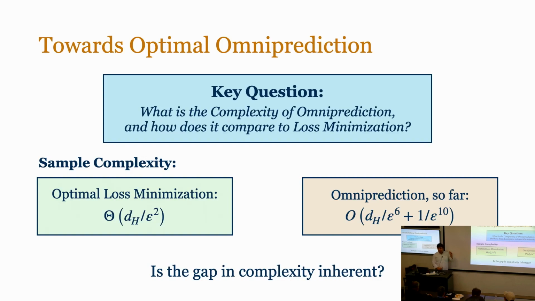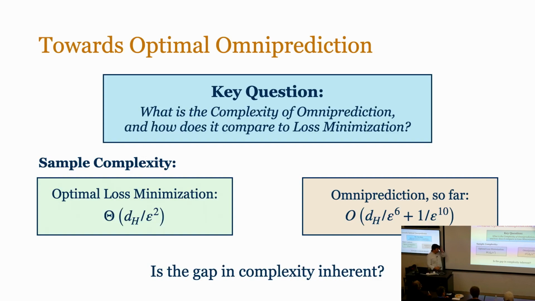Omniprediction is a much stronger guarantee. It's a guarantee that you get for an uncountably large class of loss functions. It stands to reason that maybe there's an inherent gap in the complexity between these things. Maybe actually achieving omniprediction requires more samples than standard loss minimization. Or can we tighten this gap?